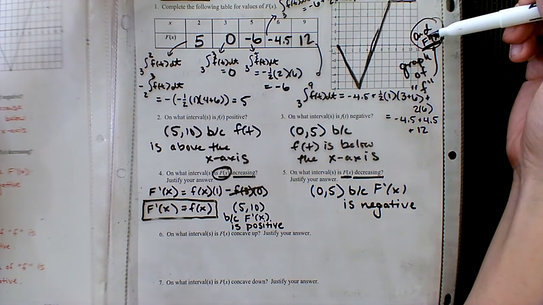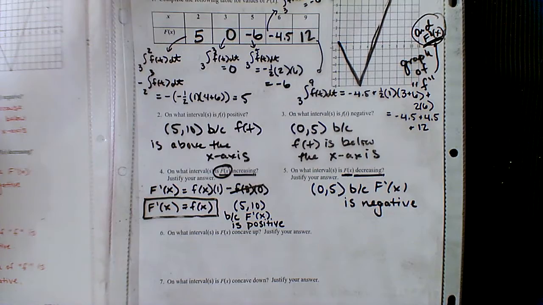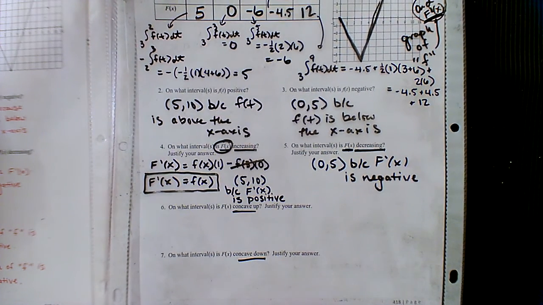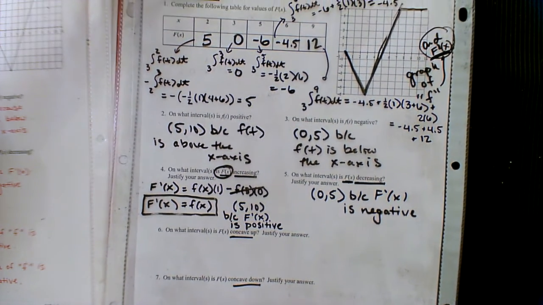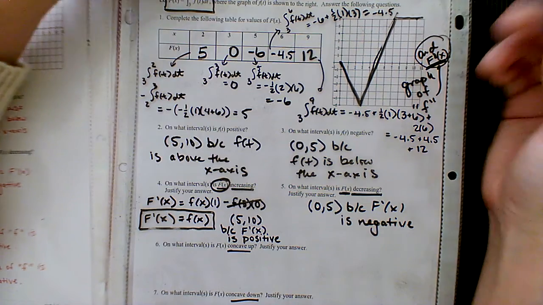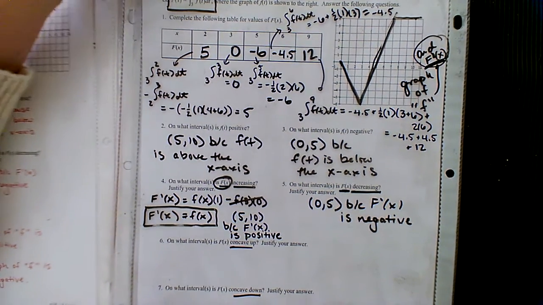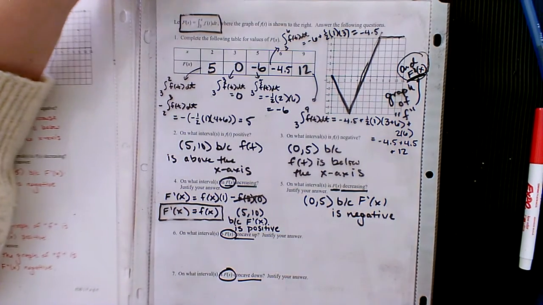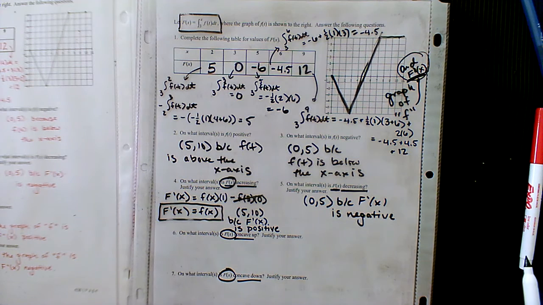If this is the first derivative graph of capital F, can we find some concave up and concave down intervals? What should a first derivative graph be doing, or what characteristics should it have in order for that original function to have some type of concavity?